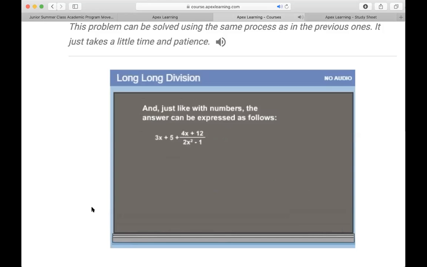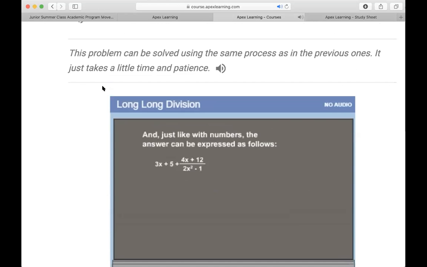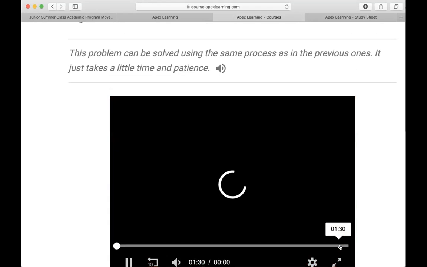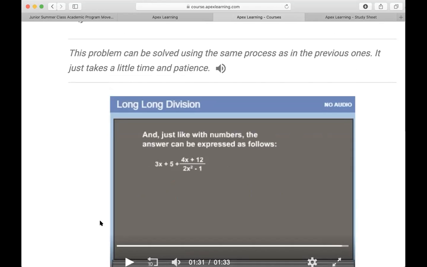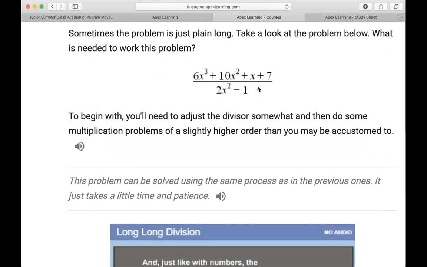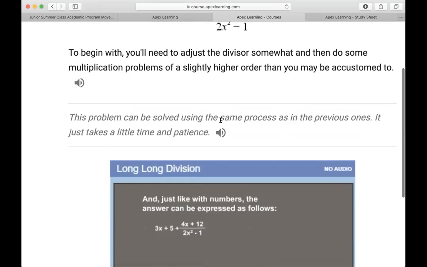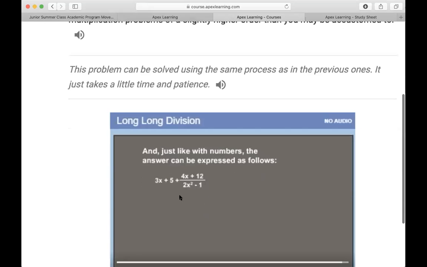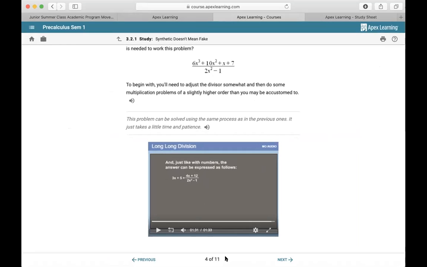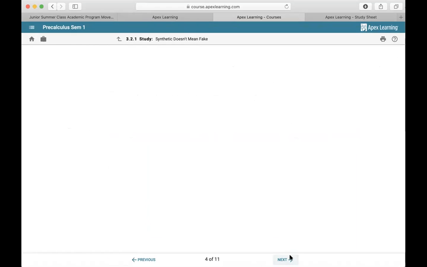All right, and I love what it says at the top here. This problem can be solved using the same process as the previous one. It just takes a little bit of time and patience. All right, so again, we can turn our longer, potentially more complicated expression into something a little bit nicer. Okay, so 3x plus 5 plus, and then we have our remainder here, 4x plus 12 over 2x squared minus 1. Again, it is slightly nicer there, using our long division.